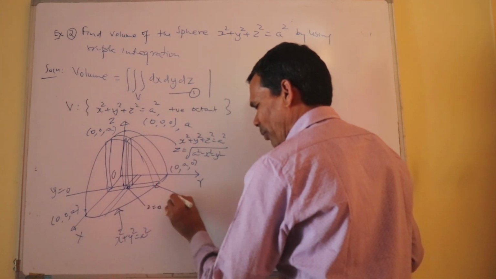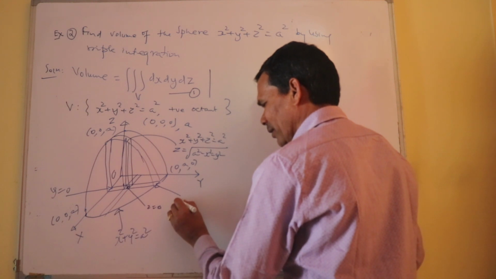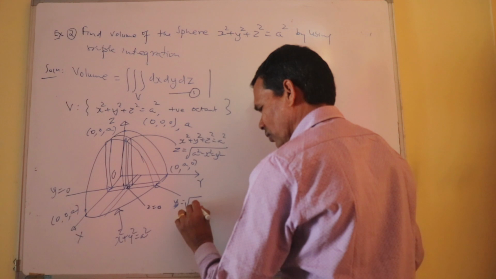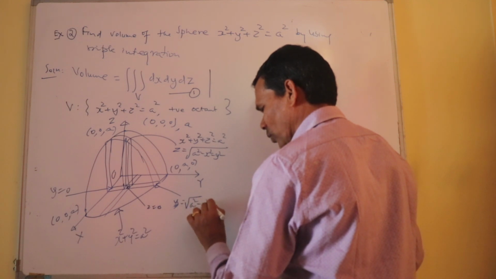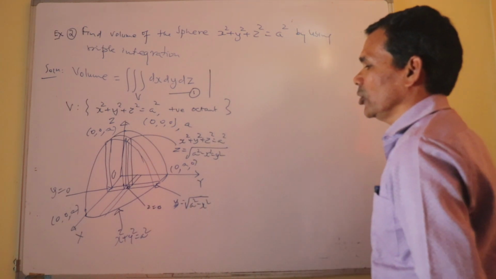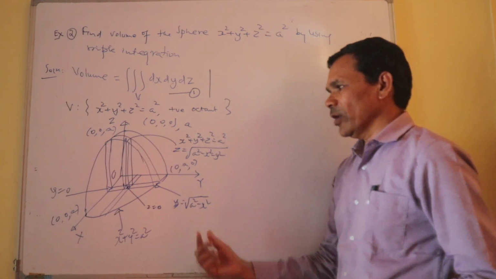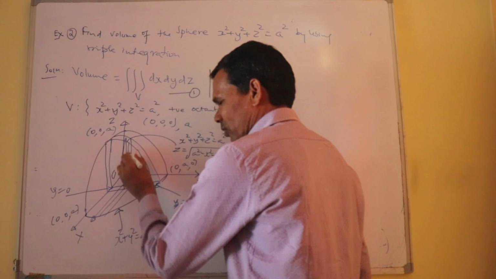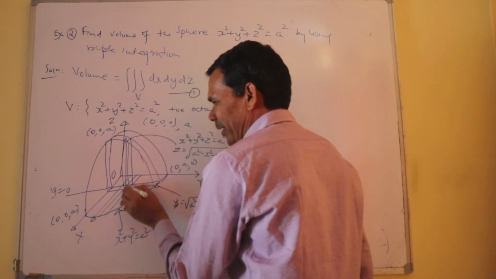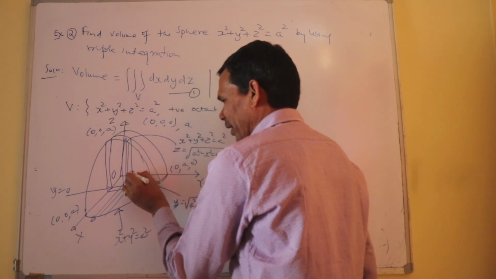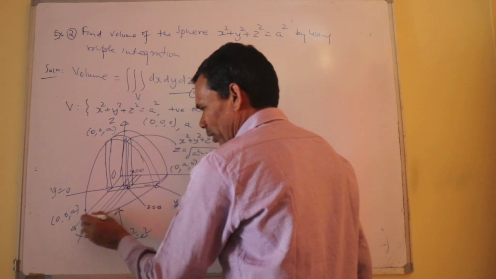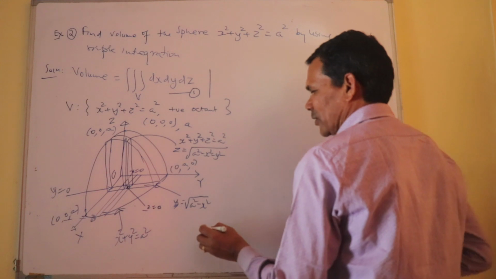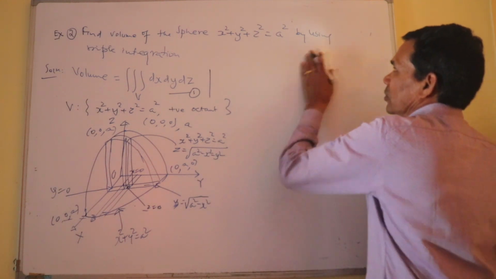So at this particular point, it is moving: y goes from 0 to the boundary of the circle x square plus y square plus z square, so y is equal to 0 to y is equal to root of a square minus x square. You have to move this element, this rectangular parallelepiped, from x is equal to 0 to x is equal to a, means this line.